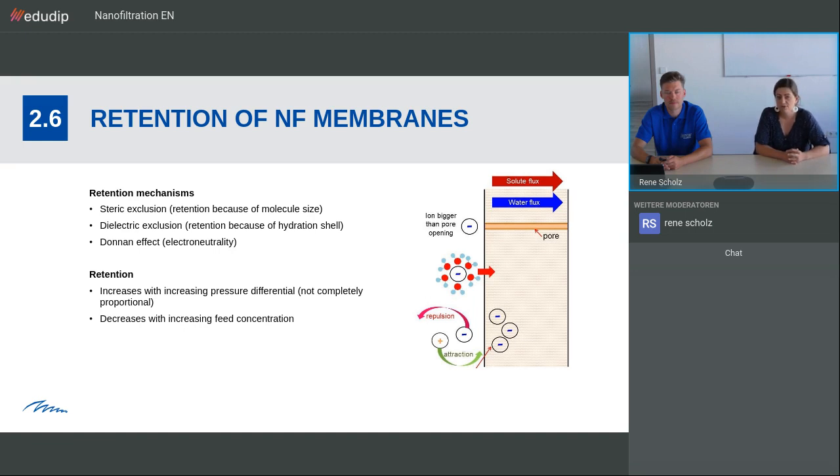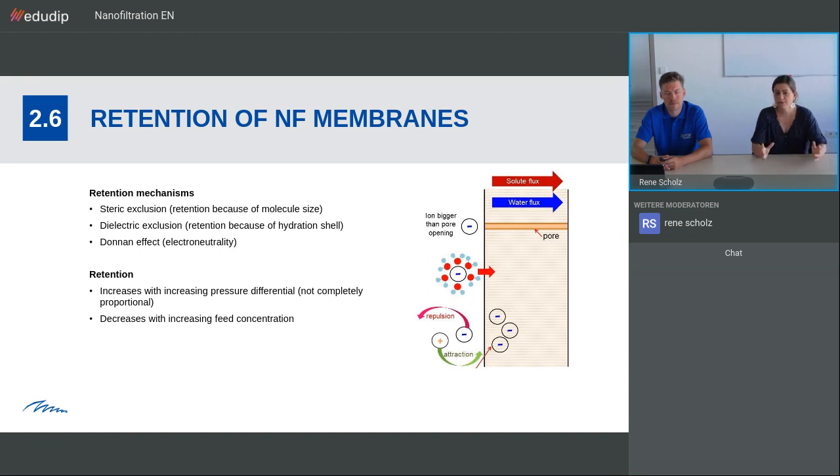We have dielectric exclusion, so that's because of a hydration shell, like this example here in the middle with a molecule that has a hydration shell. It, or an ion, would have to shed it to pass through the pore, but the energy that is needed to shed the hydration shell is too high, so it will stay on the side of the membrane. We also have the Donnan effect, as we explained just now, where electroneutrality plays a part in retaining some ions that otherwise would have passed the membrane.